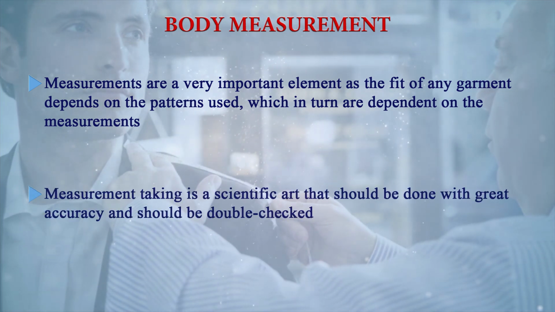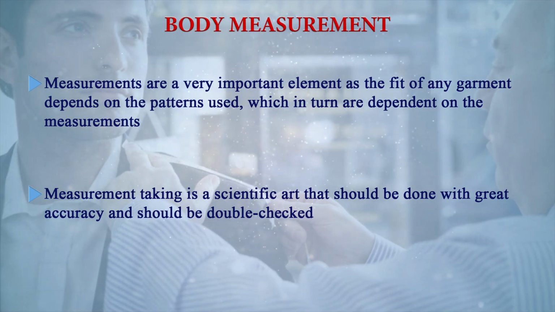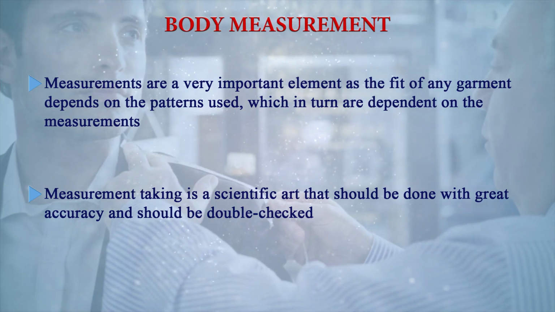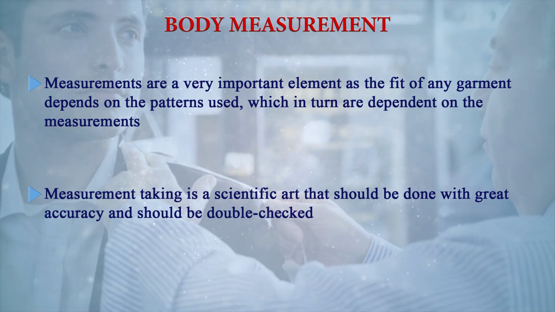Then we can say measurement taking is a scientific art that should be done with a great accuracy and should be double checked. Like if you are creating a garment for a particular person, we take a measurement of that person, and it should be very minutely taken, it should be very scientific. We follow all the steps which we will be discussing in the next part. So we can say it is a scientific art or a technical skill which should be done with a great accuracy and should be double checked.